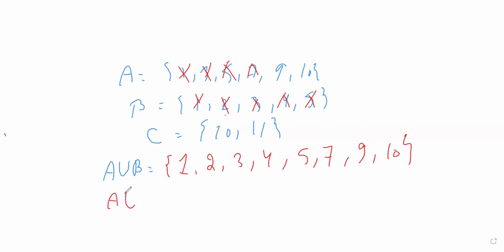If you want to find A union C. Now, in A we have 1, 3, 5. We also have 7. We also have 9.